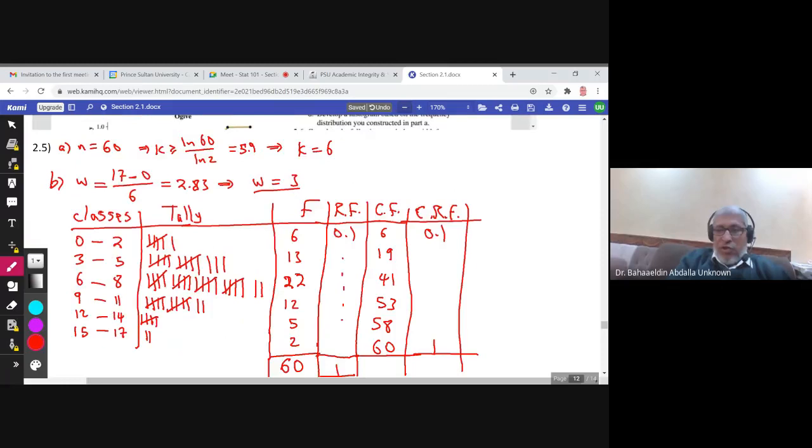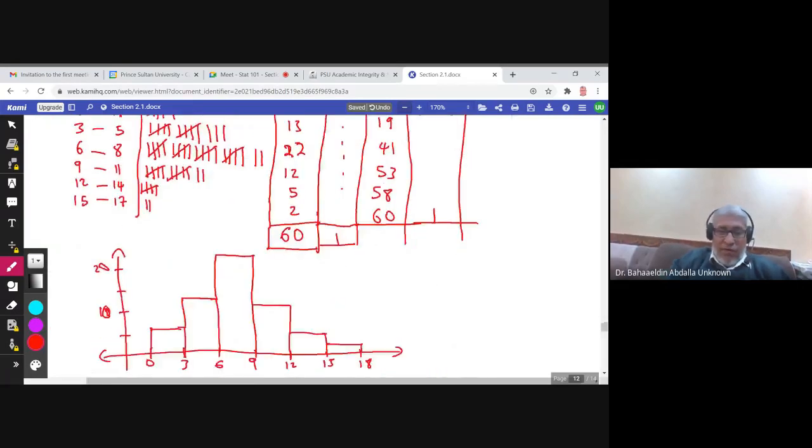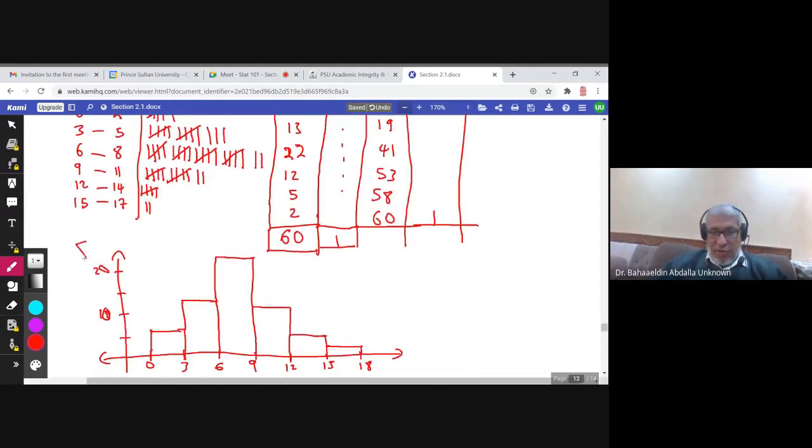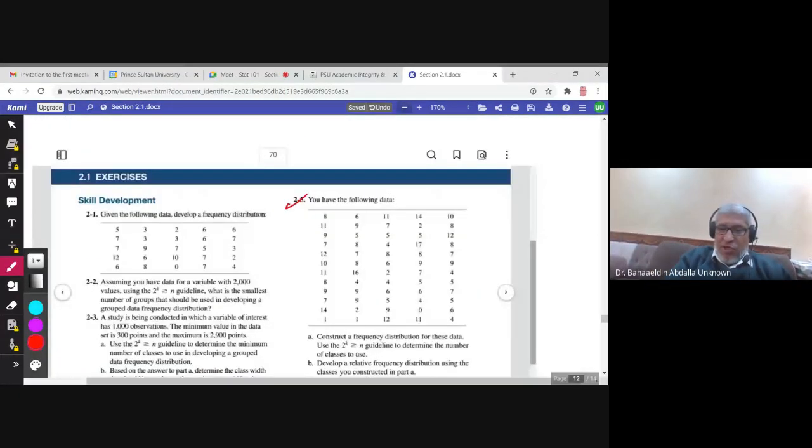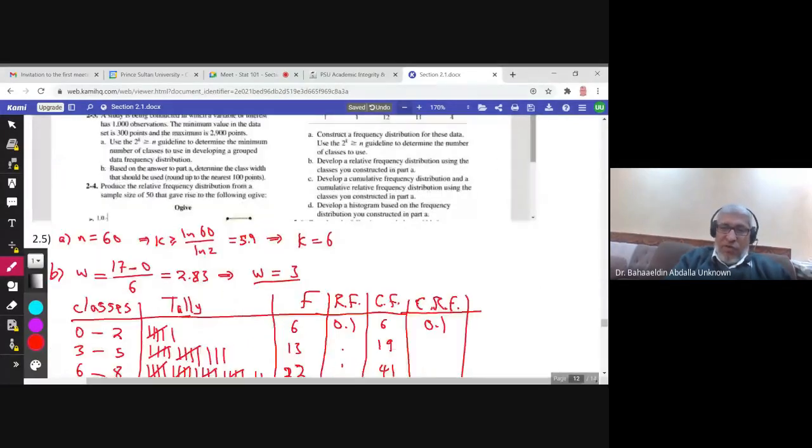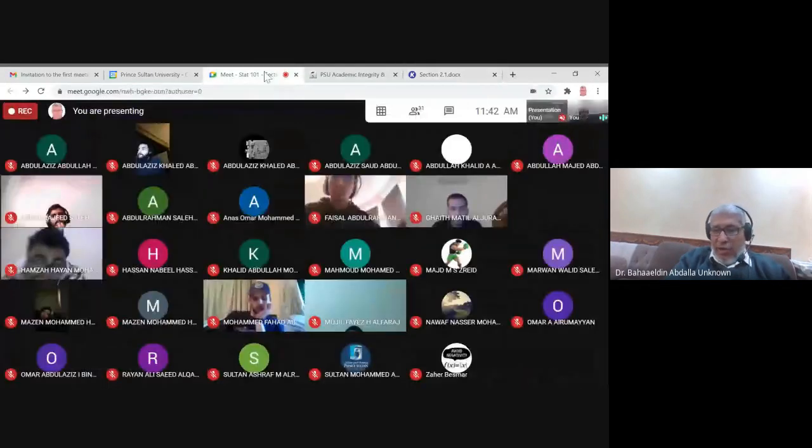That's the solution. Of course, here you can write the frequency. He asked about frequency distribution, so I put the frequency here and the classes there. If he asks about a relative frequency distribution, then I will write the relative frequency on the y-axis.